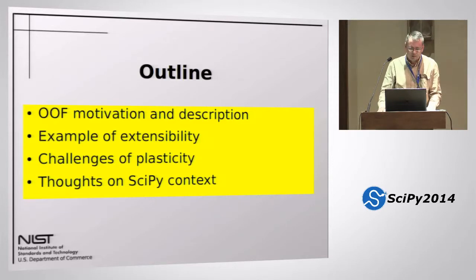So the approximate outline is I'm going to start with a description of the OOF code, who its intended audience is, what we thought we were doing when we wrote it, and how it works. I will give a successful example of extensibility of the code, which is not plasticity, but sort of is fake plasticity, and then I will describe some of the challenges.